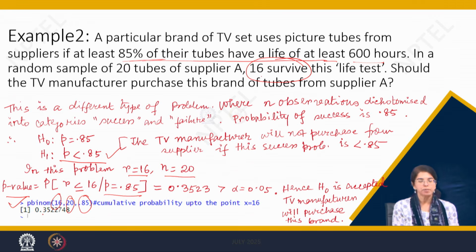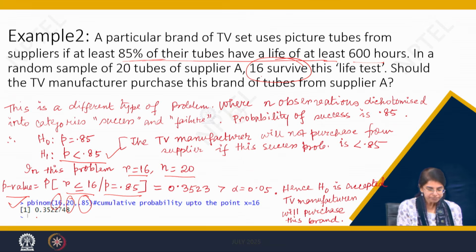So, what is the cumulative probability? R less than or equal to 16. Why less than? Because it is a left tail test. Remember these types of points. When you are testing a left tail test, the critical region will be on the left hand side. Clear? So, that is why less than or equal to. If the alternative were greater than 0.85, then we would take the critical region as per the inequality mentioned in the alternative. Then your critical region will be R greater than 16.